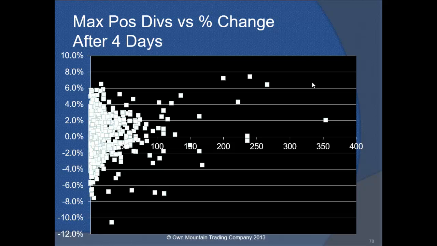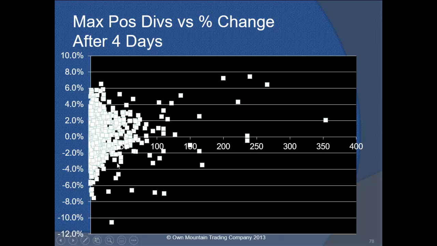Okay, so looking at this chart, what it is is a count of the positive divergences on MACD lines on the hourly charts, and then the subsequent performance of the S&P 500 after 4 trading days. So you can see when there's very few divergences posted, the results are pretty much random. Anything could happen. There's negative and positive results going on.